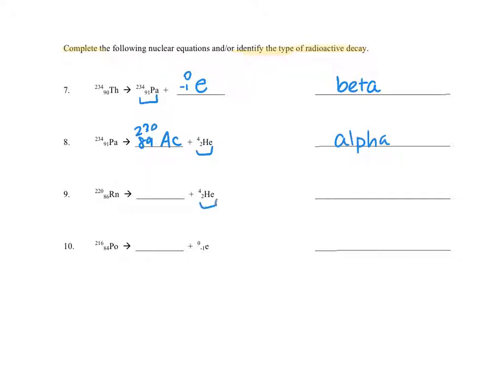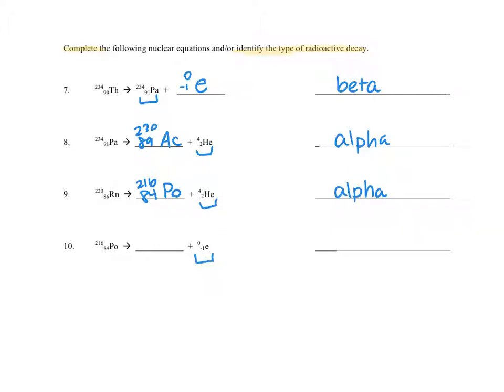For 9, again, they just give you the particle. So I'm going to tell you that it's alpha. 220 minus 4 is going to give me 216. 86 minus 2 is 84. And then I'm going to find out that it's polonium.